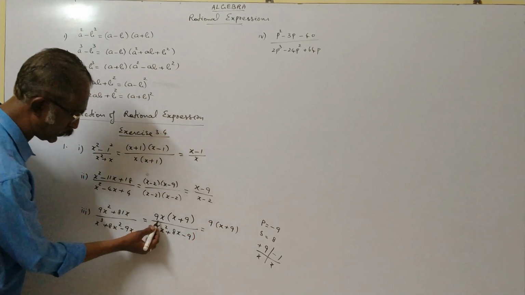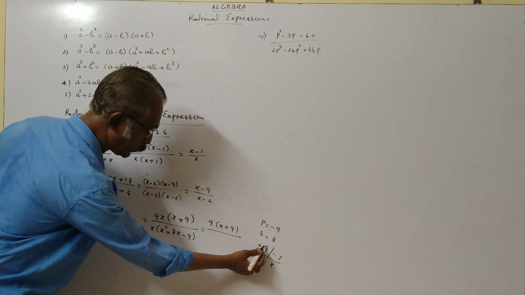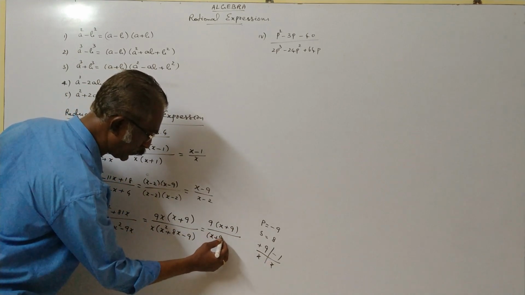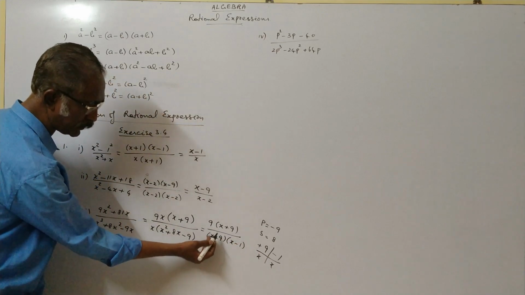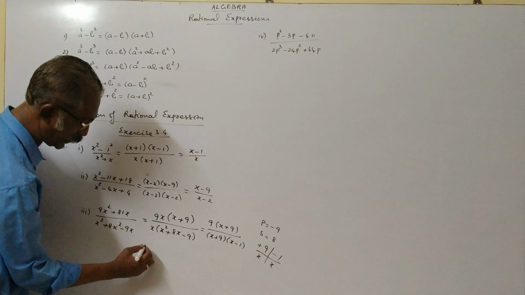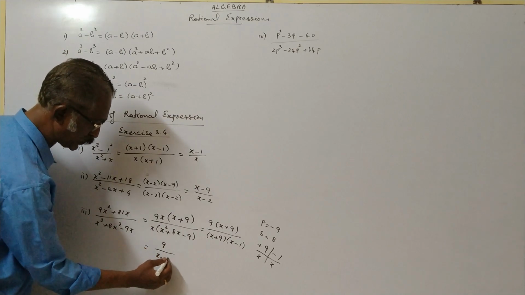Since I cancel this x, the rest of the term is, see here, x plus 9 into x minus 1. Here the common factor is x plus 9. Therefore the answer is 9 divided by x minus 1.